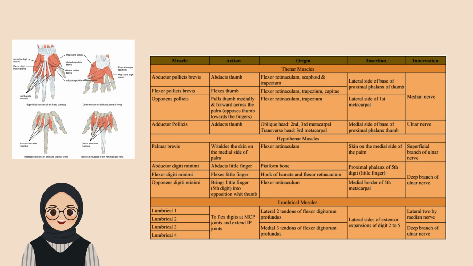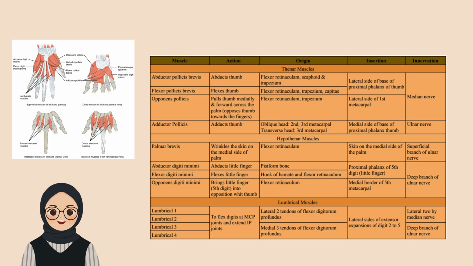And the last, opponens digiti minimi. The action is brings little finger, fifth digit, into opposition with thumb. The origin is flexor retinaculum. The insertion is medial border of fifth metacarpal, and the nerve is deep branch of ulnar nerve.